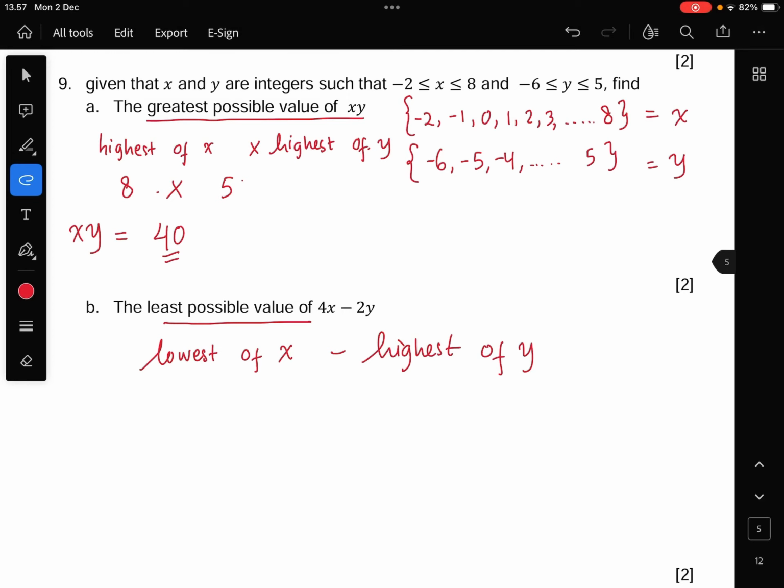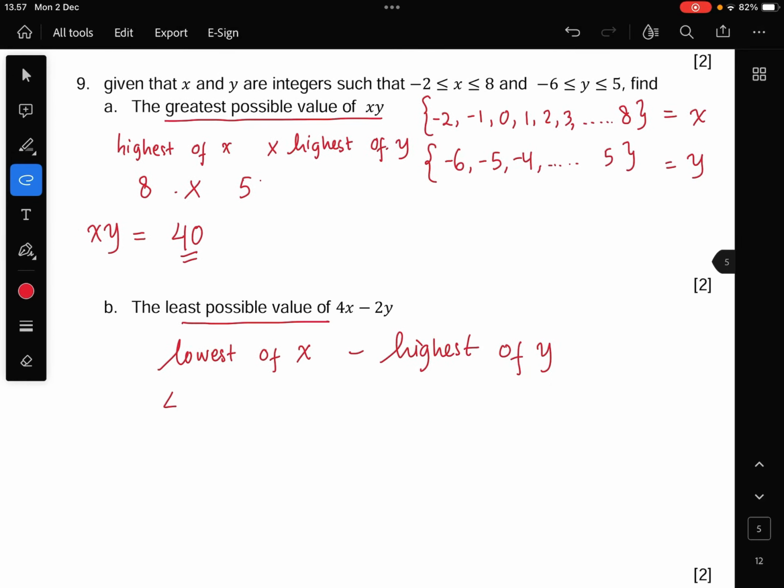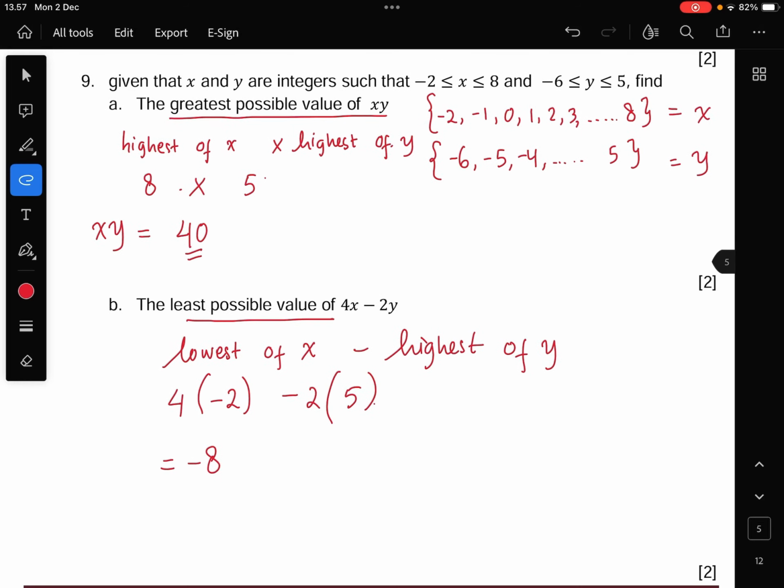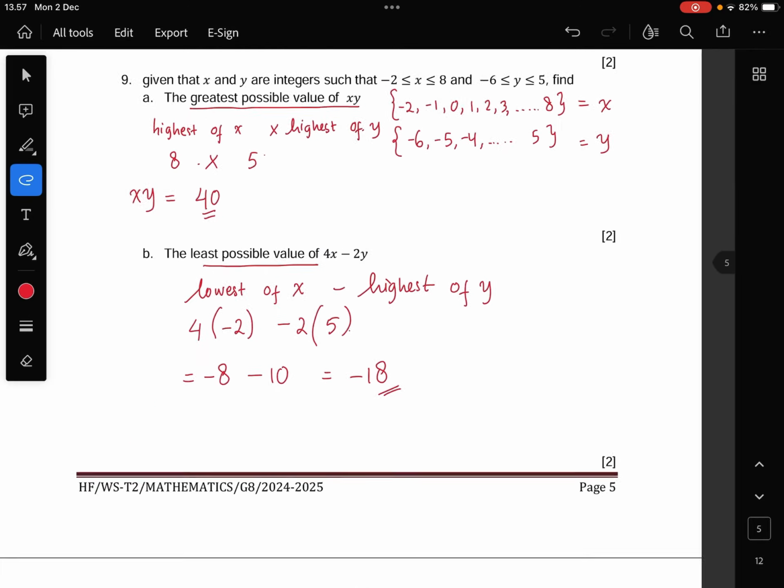Now the lowest of x here is basically negative 4, multiplied with... sorry, the lowest of x is negative 4, minus 2 multiplied with the y, where we use the highest, 5. So you will have negative 4 minus 10. It is going to be negative 14. Done. This is going to be your answer for number 9B.